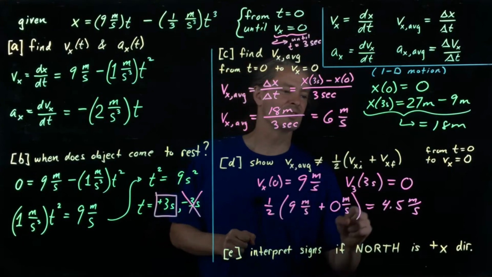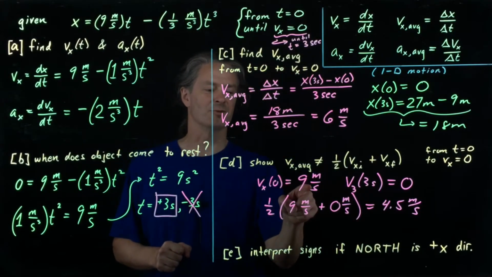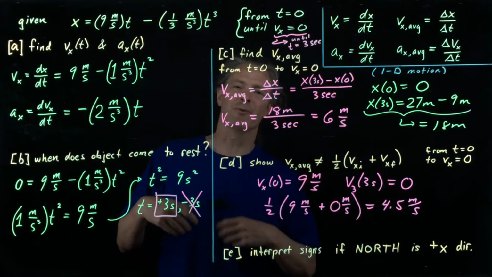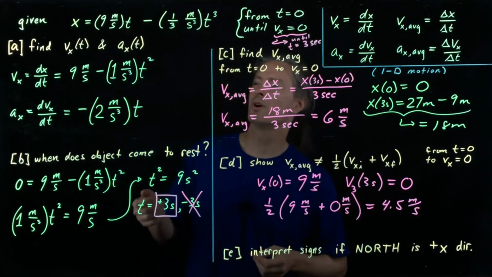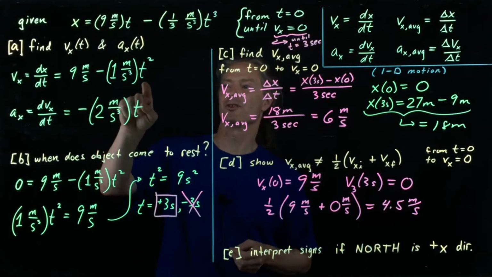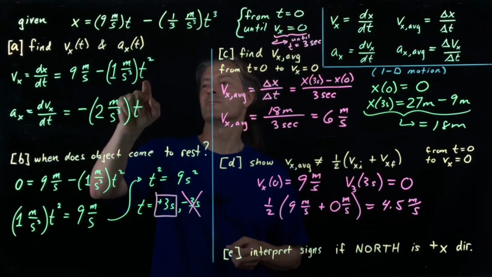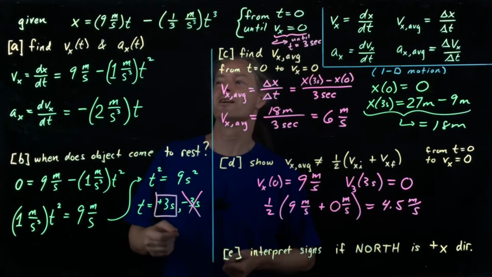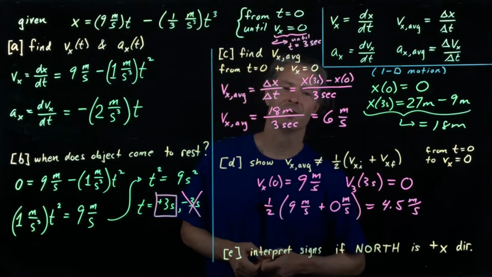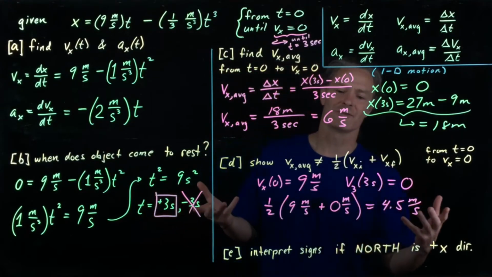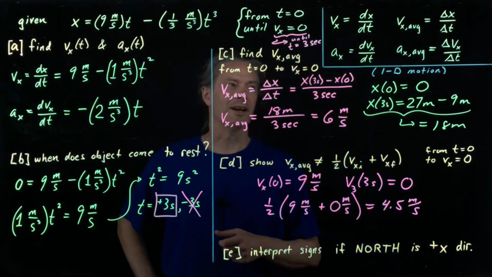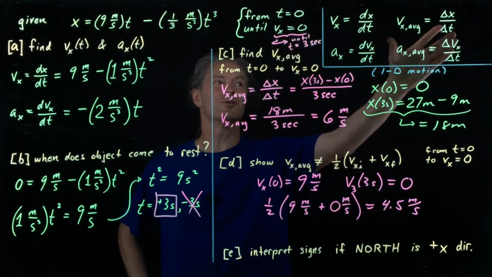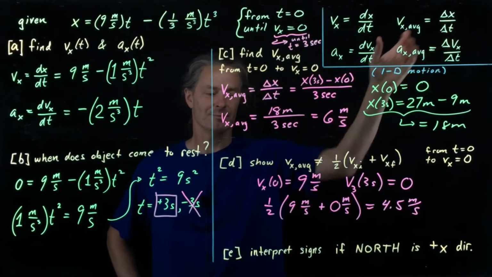The problem is we don't just have two velocities. The velocity starts out at 9 meters per second. It ends at 0 meters per second. But we have an infinite number of velocities in between, right? Because we have velocity as a function of time, and we can put any time in between t equals 0 and t equals 3 seconds. There's an infinite number of times in between, therefore an infinite number of velocities. So we don't just have two velocities that we're taking the average of. All right, so if you want to be safe, taking the average velocity, you need to use the definition of the average velocity.